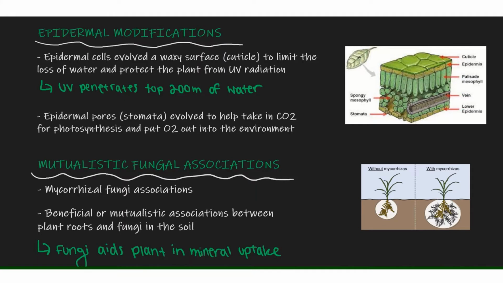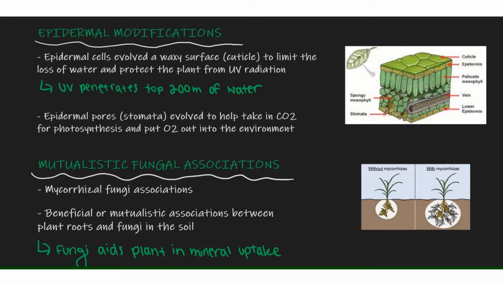Looking at the epidermal modifications, these modifications were the most primitive evolutionary modifications. The epidermal cells evolved a waxy surface known as a cuticle, which is made of the molecule cutin made up of fatty acids in order to limit the loss of water and also protect the plant from UV radiation.